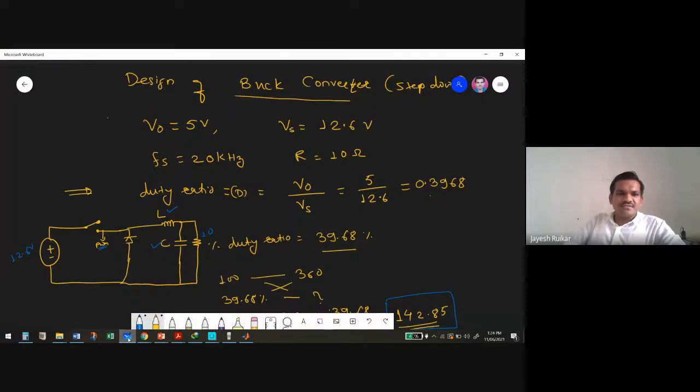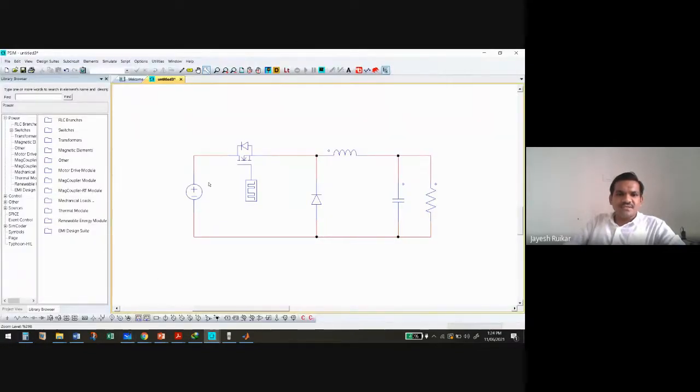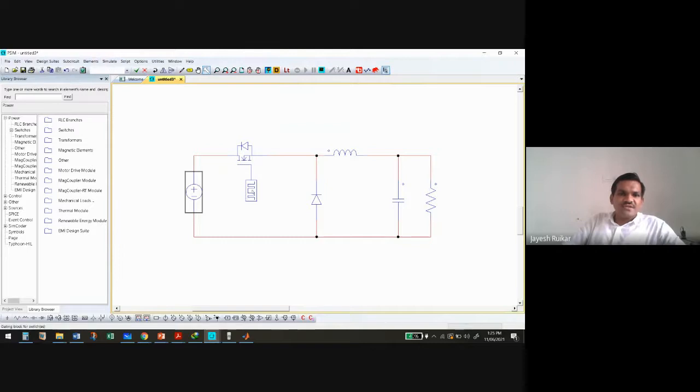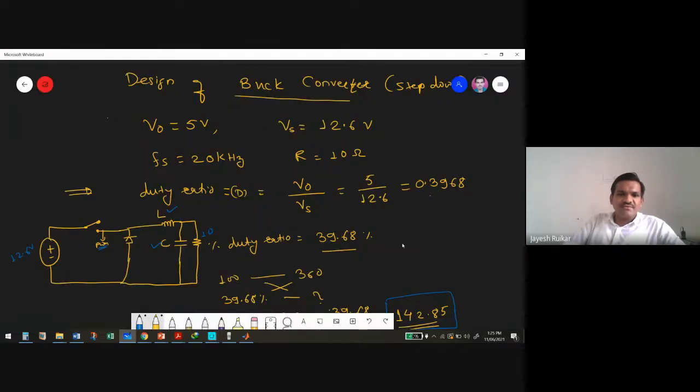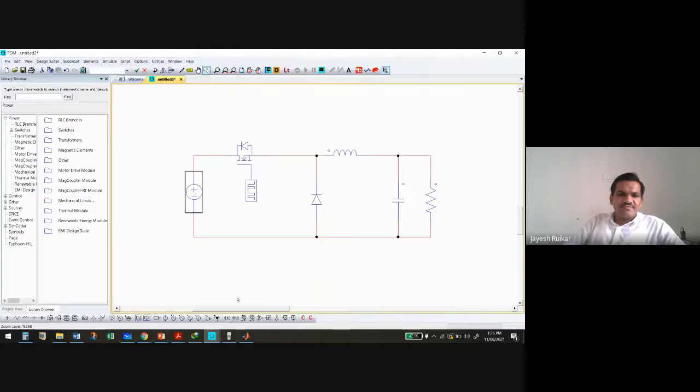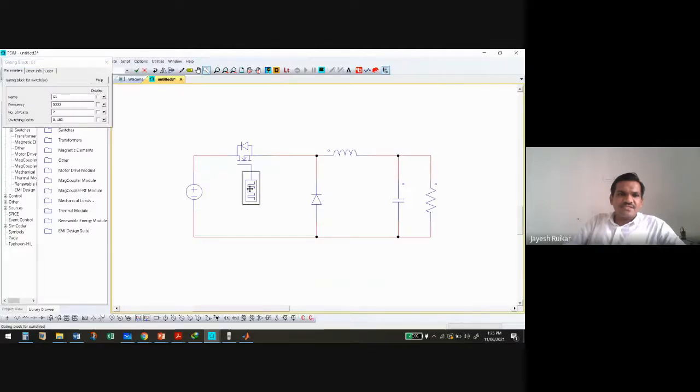We'll change the values. This is your Vs, and for Vs we have the value 12.6, so I will change it to 12.6 here. And for PWM, as we have discussed, it's 142.85. So we will give the gate pulse accordingly. Double click on this, you can see here we want that value.